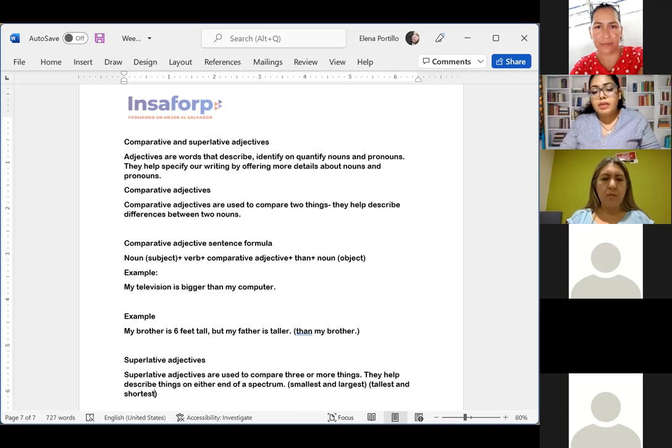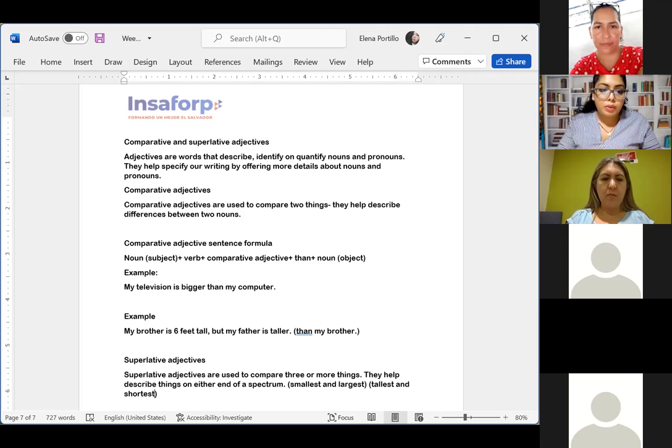Con la parte superlativa dice que estamos comparando tres o más cosas y nos ayuda a describir las cosas que están en el mismo espectro. Tienen que ver con la misma posibilidad, pero en dos extremidades diferentes.